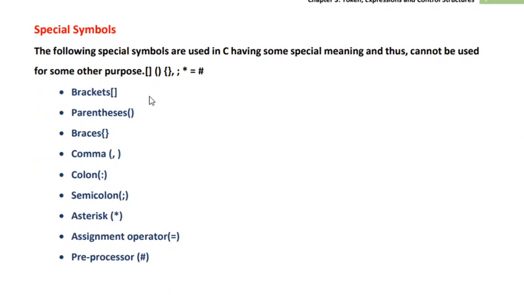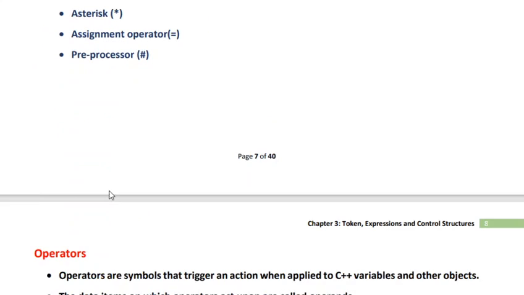Now, special symbols. There is a list of special symbols that are allowed in a C++ program. The special symbols are the pair of brackets, the pair of parentheses, curly braces, comma, colon, semicolon, asterisk, assignment operator, and hash, which is used in preprocessor directives. Just see all of these special symbols. They have their own specific purpose whenever you write a C++ program.